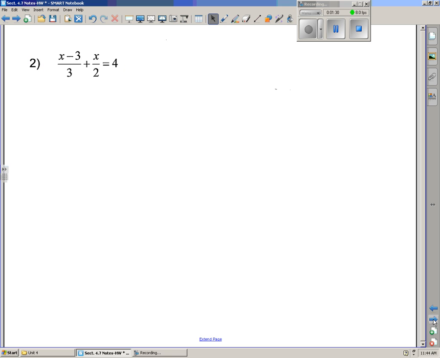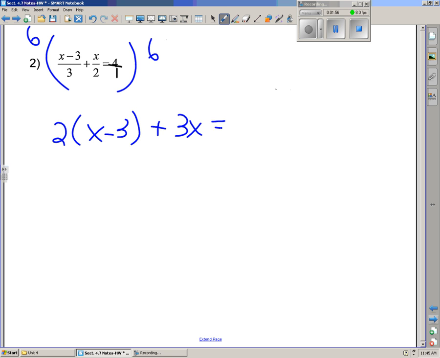If you take a look at the second example, this 4 on the end happens to be over a 1. And as you look for your LCD here, it's going to be 6. So you're going to do math with the 6, which means 6 divided by 3 is 2, and that has to be multiplied by that numerator, x minus 3. 6 divided by 2 is 3 times x is 3x. 6 divided by 1 is 6 times 4 is 24.